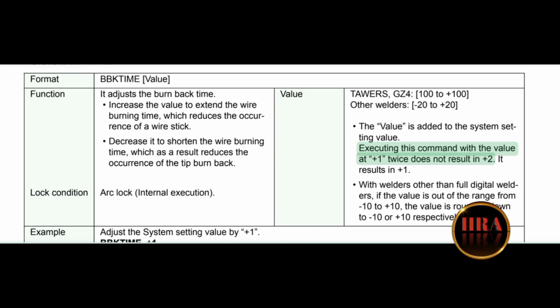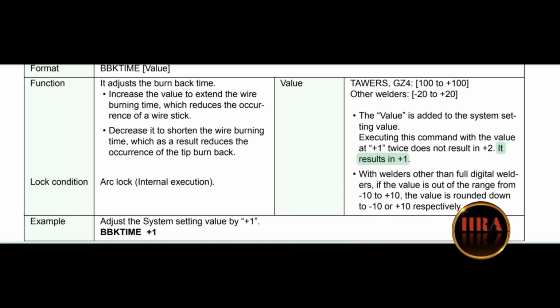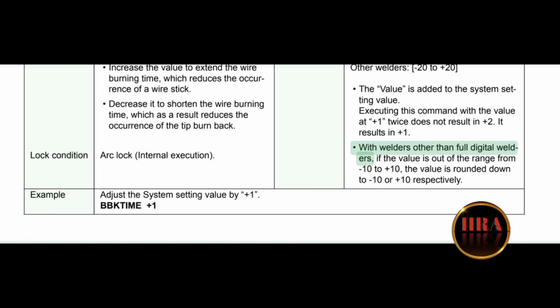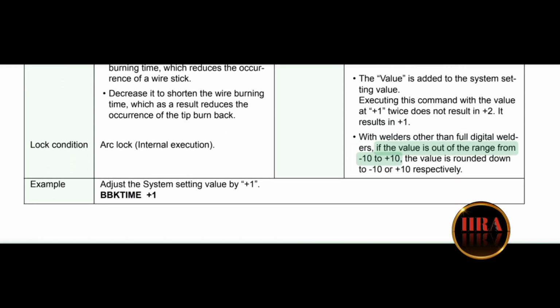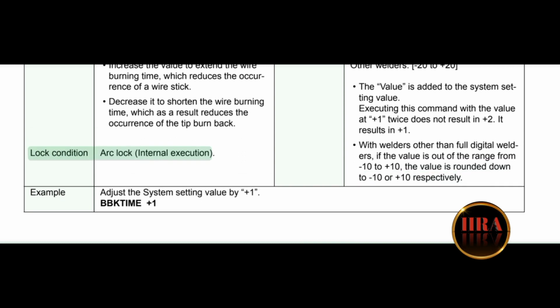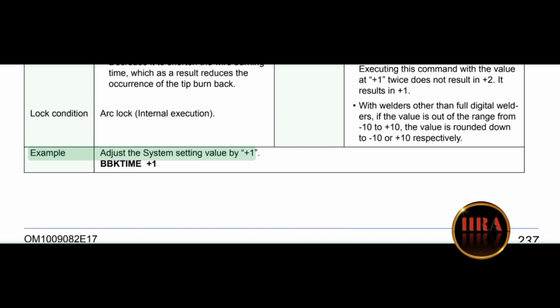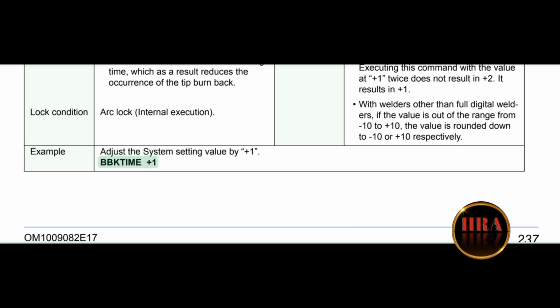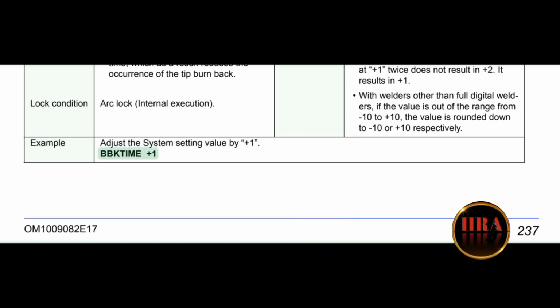Executing this command with the value at +1 twice does not result in +2. It results in +1. With welders other than full digital welders, if the value is out of the range from -10 to +10, the value is rounded down to -10 or +10 respectively. Lock condition: arc lock, internal execution. Example: adjust the system setting value by +1. BBKTIME +1 commands.